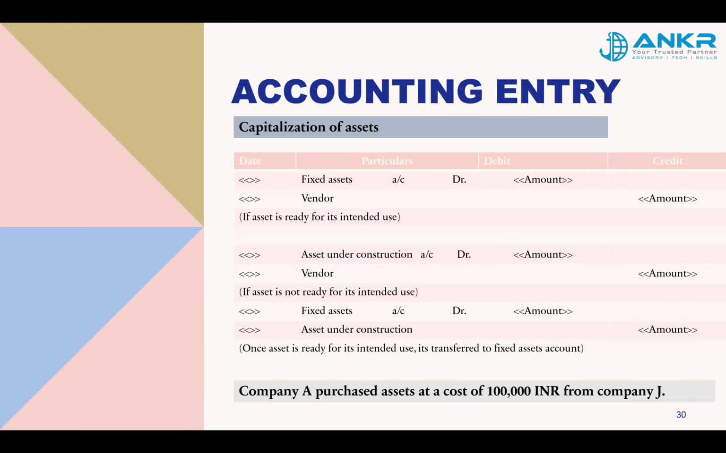So I will keep it simple in this session today. Okay, what are the capitalization entries? Let's say on the day when you purchase the asset, see the first entry. When you purchase the assets and it is ready for its intended use, like for example, you purchase some computers, some laptops, you don't need any installation, etc., it is ready, so you can directly capitalize on the day it is ready for its use. That means the day you have purchased it and started using it. So fixed assets account debit to the vendor account will be the entry for this, if the asset is ready for its intended use.